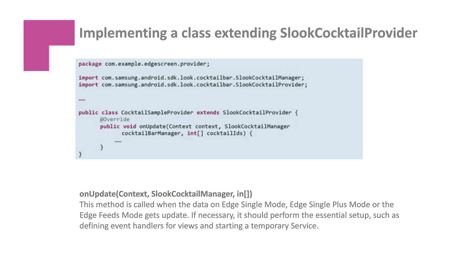So this is a sample of a provider class which extends the SlookCocktailProvider class, and that's equivalent to the activity of your normal Android application. Once you extend this class, you can override all its methods, and the major method inside this provider class is onUpdate. Once the user changes the content of your edge panel, or he disables or enables your edge panel, that's when onUpdate is called, and that's where you can do all the necessary steps.